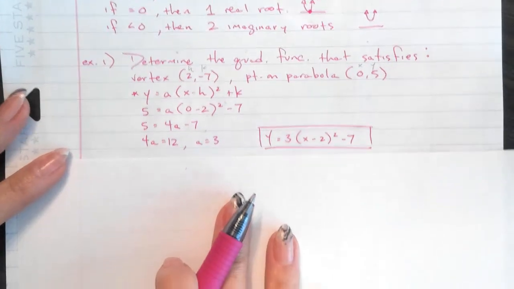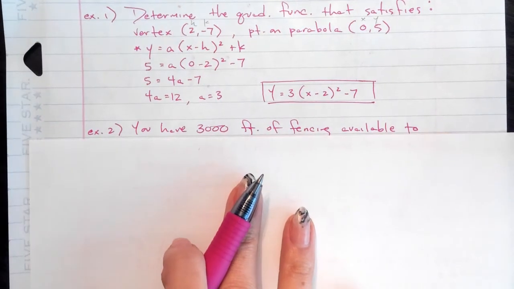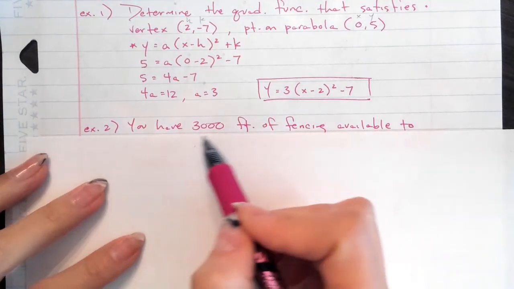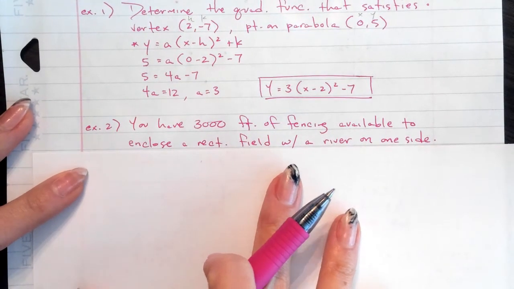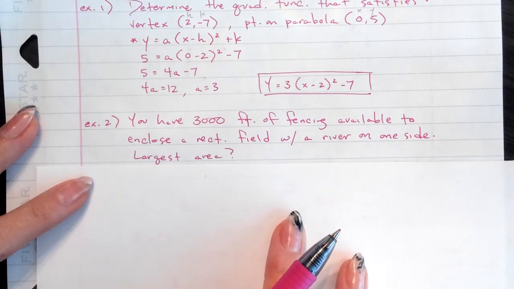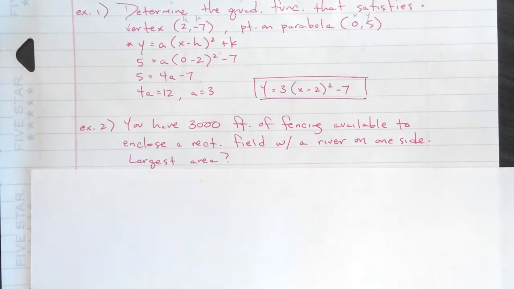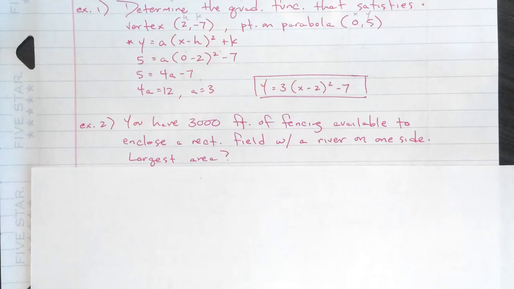Okay, so another example. So this example might be different depending on the class you're in, but I decided to change it up a little bit. So let's say you have 3,000 feet of fencing available to enclose a rectangular field with a river on one side. If there's a river on one side, what is the largest area possible? So you have this much fencing. You want to fence in as many, I don't know, cows as possible or whatever. So you want the largest area. You want to know how long each side should be.